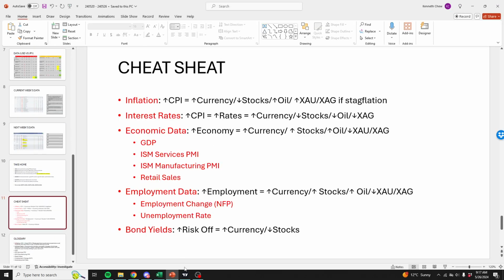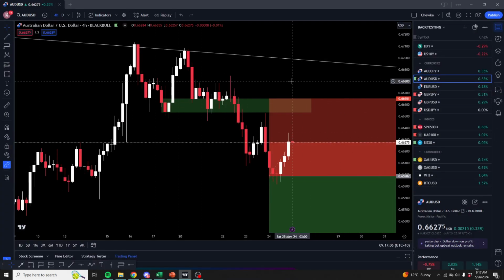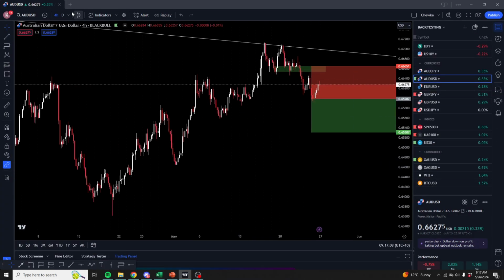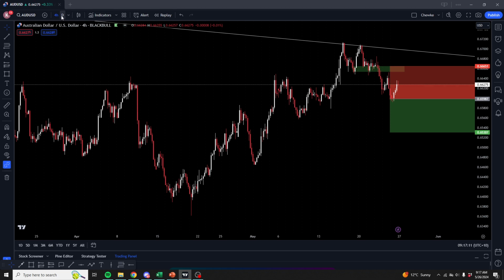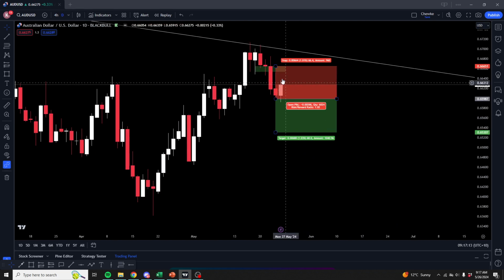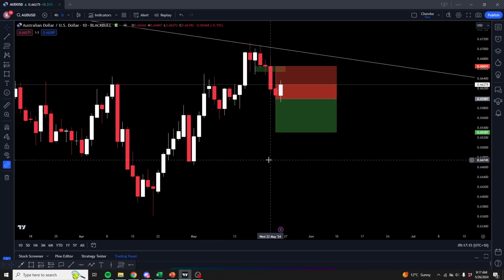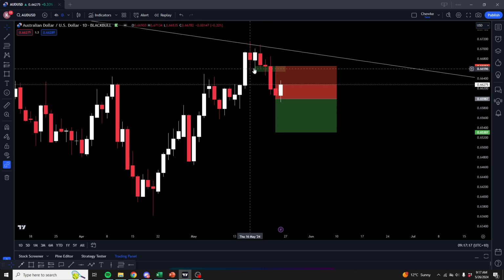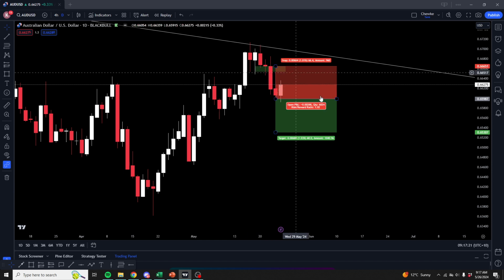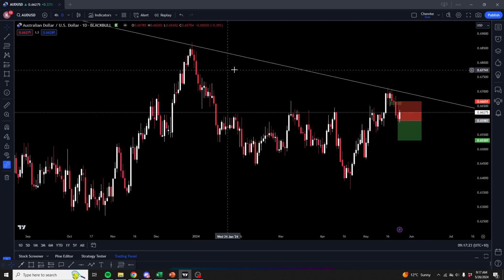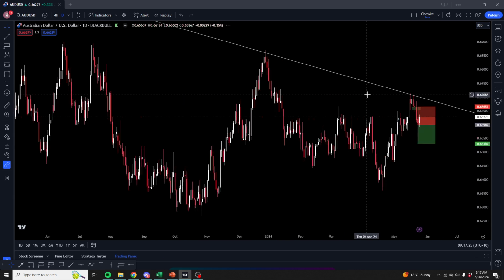Okay, so let's go to the charts. Let's go through the trades that I took this week. Basically, the first trade I have taken is a short on a 4-hour supply zone. It's a 4-hour support turned resistance. We can see if we scroll out, it's overall bearish.